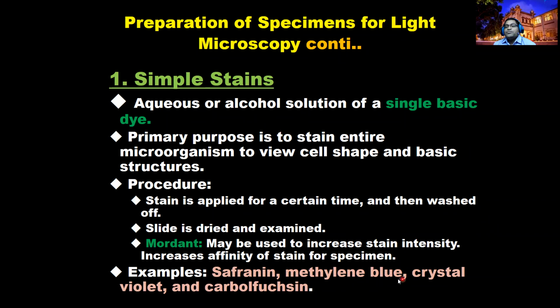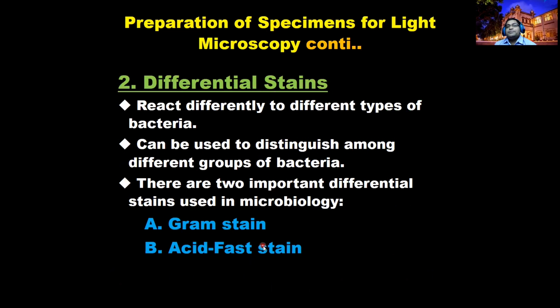Examples are safranin, methylene blue, crystal violet, and carbol fuchsin, which you can also use as basic dyes. There are 4 different types of basic dyes. Safranin, methylene blue, and crystal violet are commonly available everywhere. Safranin you can use for any dead material, even plant samples. And carbol fuchsin you can also use as a basic dye.